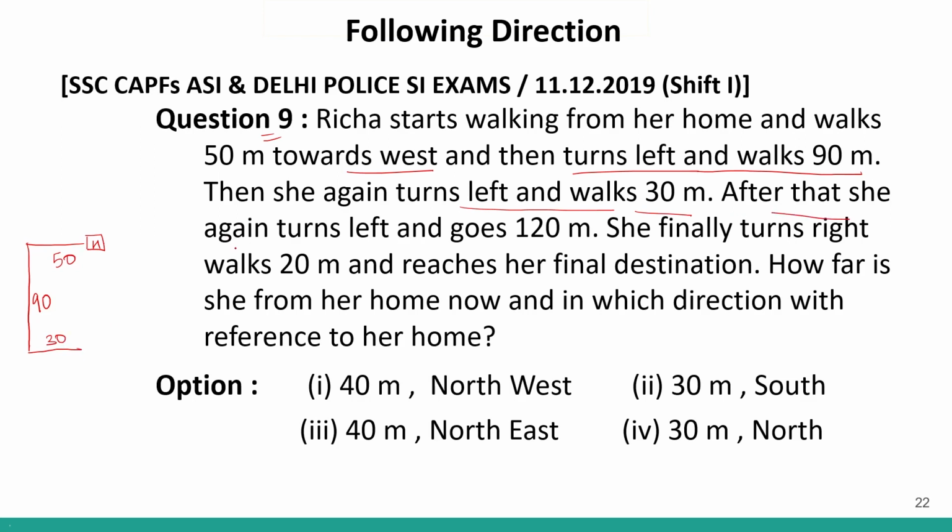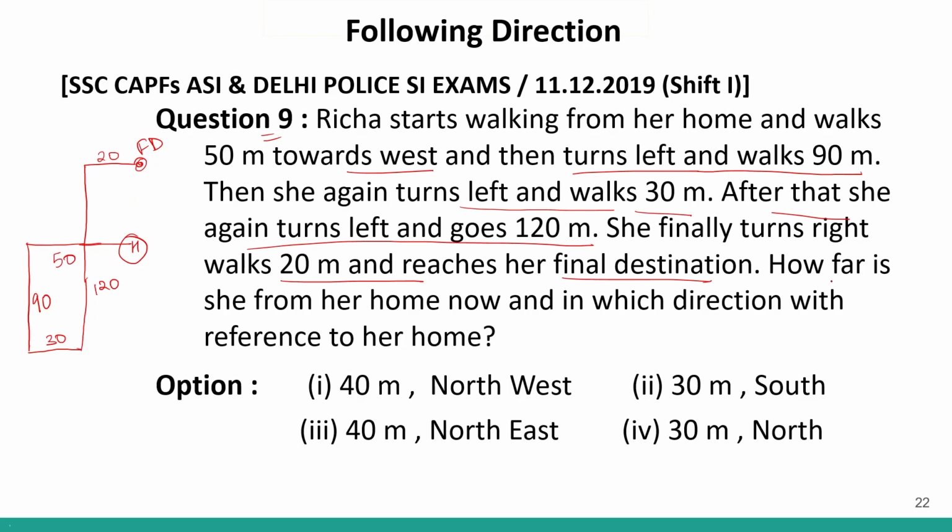After that, she again turns left and goes 120 meters. So from here, let's say the house is here. Okay. This complete is 50, this is 30, and she goes left 120. She finally takes a right and walks 20 meters. So right and 20 meters to reach her final destination. So this is the final destination.